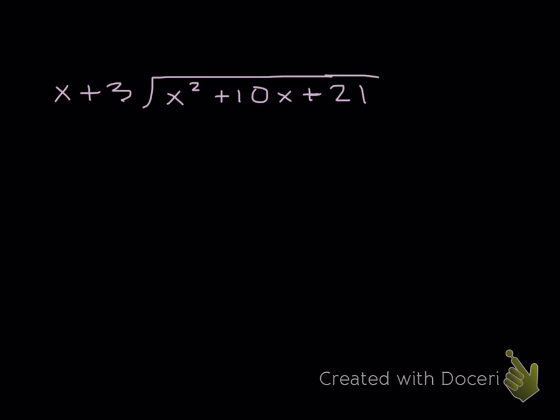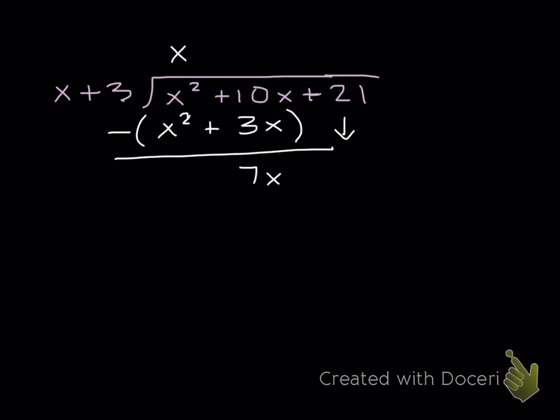So here I'm taking an x plus 3 and I'm dividing it into x squared plus 10x plus 21. So I figure out how many times x goes into x squared, and that is x times. Once I determine that, I distribute, I multiply it. So I have x squared plus 3x. At this step we are subtracting, and it's important that we're subtracting the entire quantity. 10x minus 3x is 7x. And then we drop the 21.